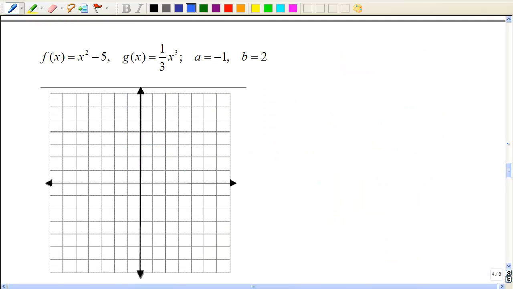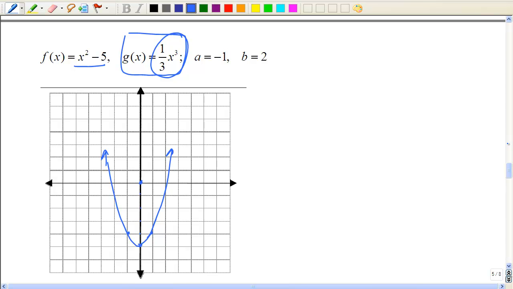Again, hopefully you remember that this is a parabola that shifted down 5 units, and this is a cubic function. All right, so let's see. When x is 0, y is going to be negative 5. I know that parabola goes up, and it looks something like this. Doesn't have to be perfect. Okay. What does that one look like? Again, you could plot some points.